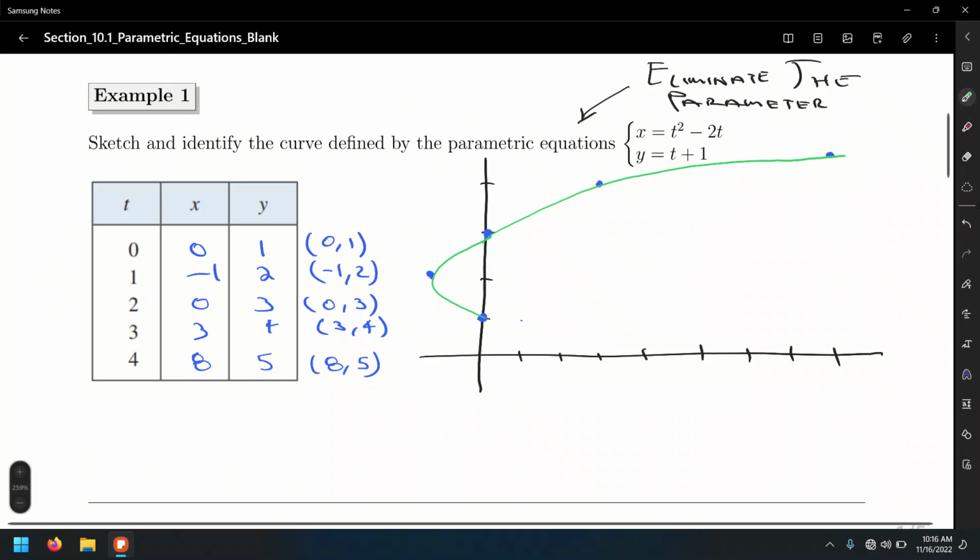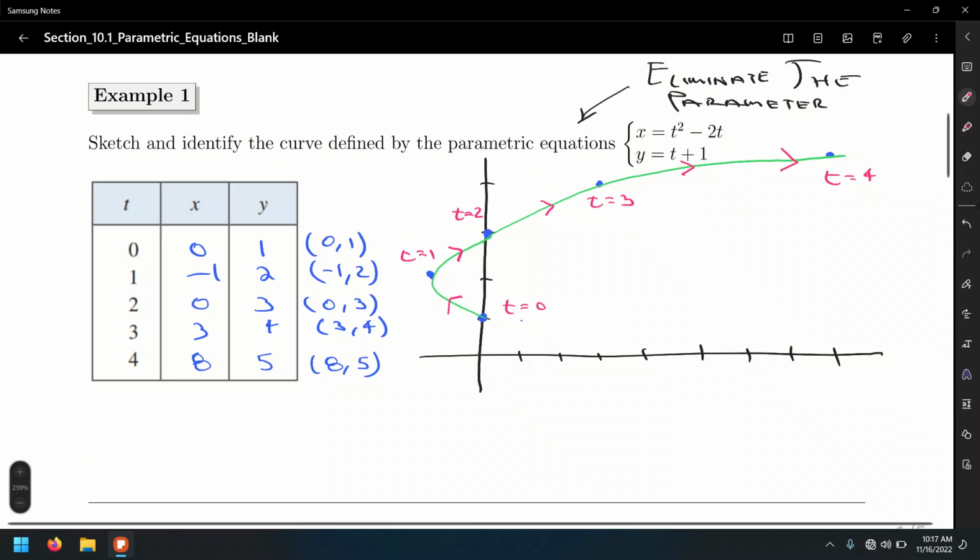However, there's more that we need to do here, all right? Number one, we need to label each point with its corresponding value of t. That is, t equals 0, t equals 1, t equals 2, t equals 3, and t equals 4. Because of this, this is following a certain direction. It's going in this direction. That's how the particle is moving.